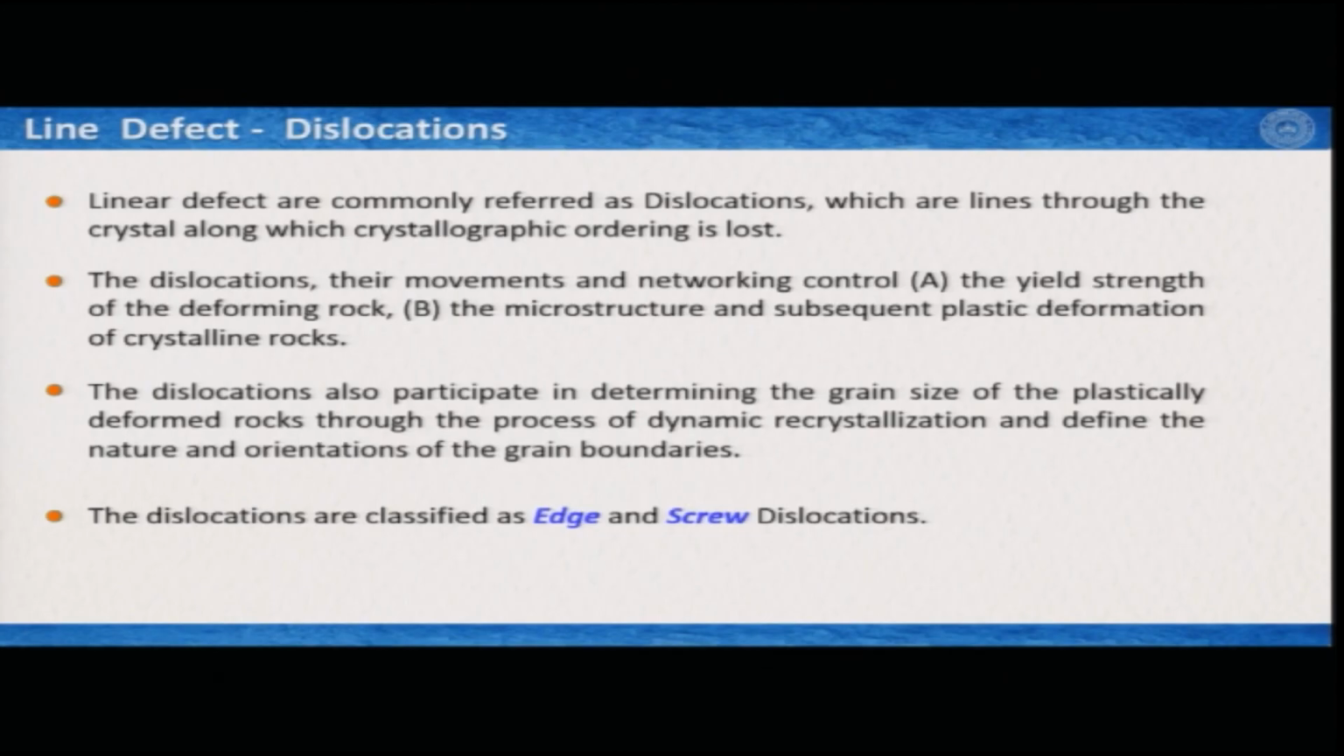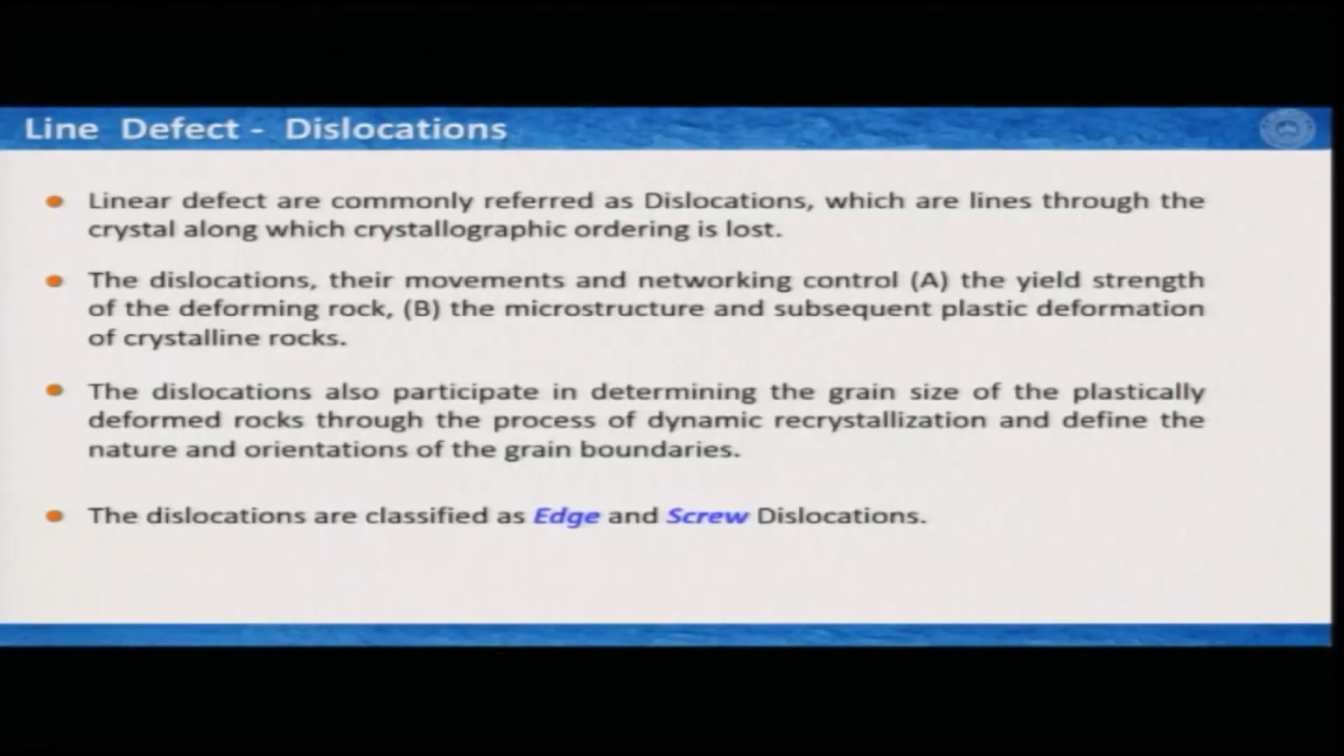Dislocations also participate in determining the grain size of the plastically deformed rock. Whether a plastically deformed rock has a larger or smaller grain size is actually controlled by dislocations, and this happens through a process called dynamic recrystallization. This we will also learn in the next lecture, and it also defines the nature and orientations of the grain boundaries. So, dislocations are one of the most important crystal defects that we deal with regularly in looking at microstructures and so on.